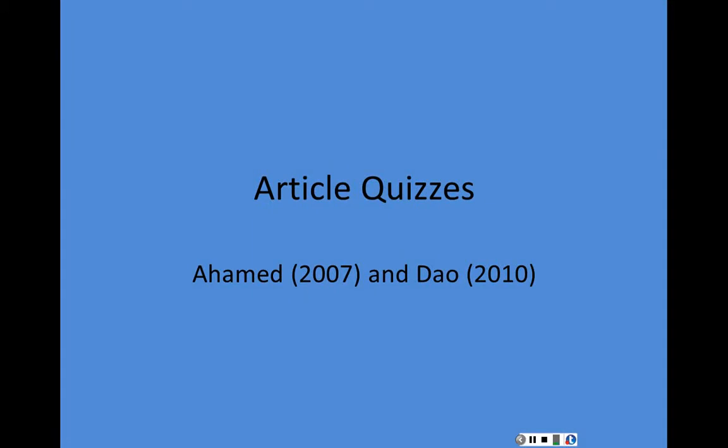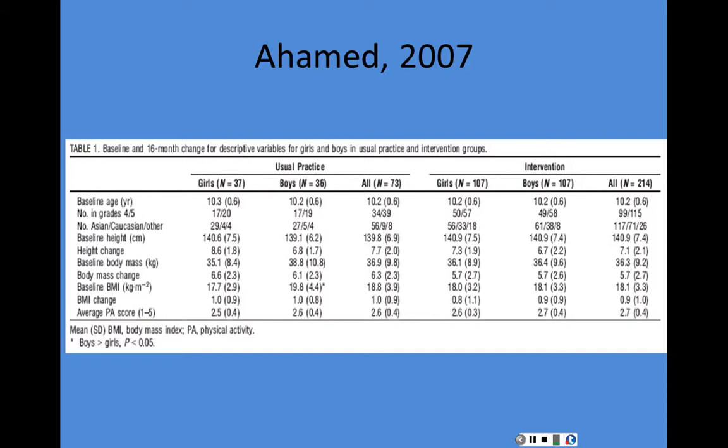This lecture is about the article quizzes for the articles Ahamed, published in 2007, and Dow, published in 2010. First, Ahamed, published in 2007. This is table number 1.